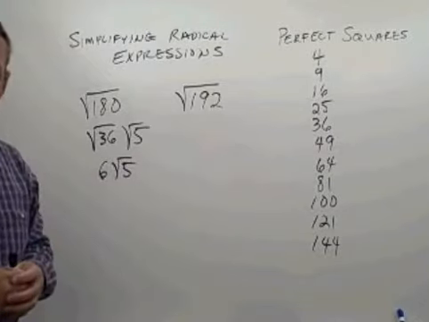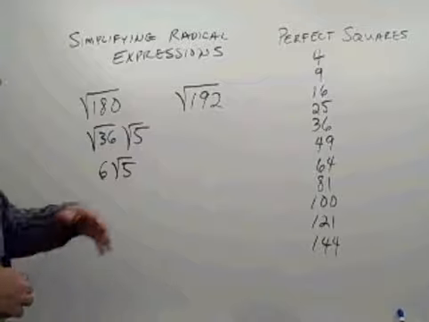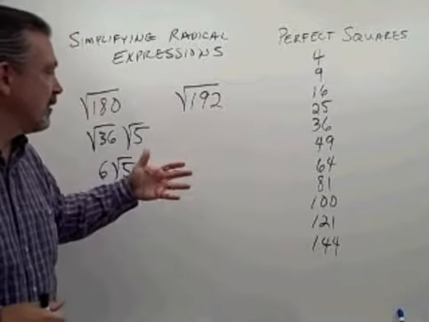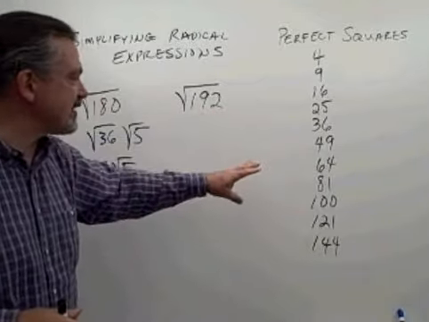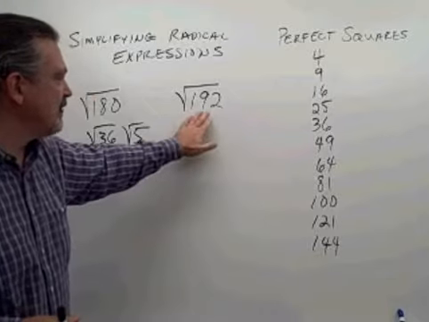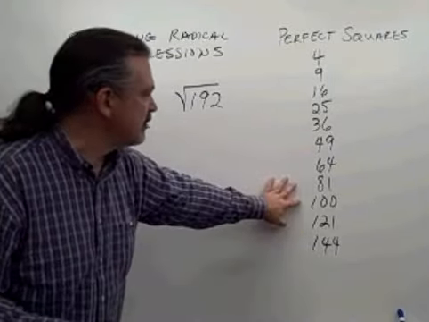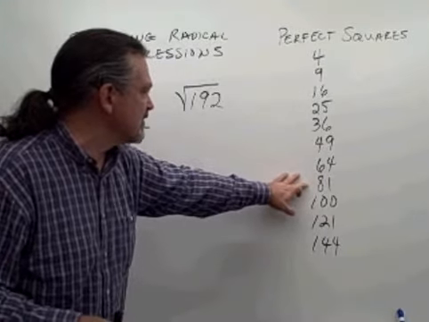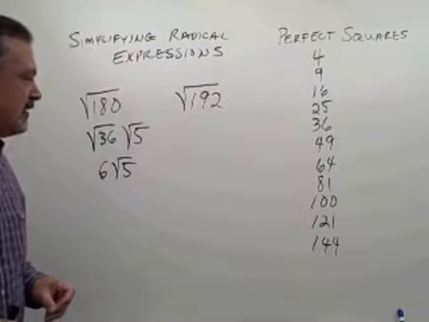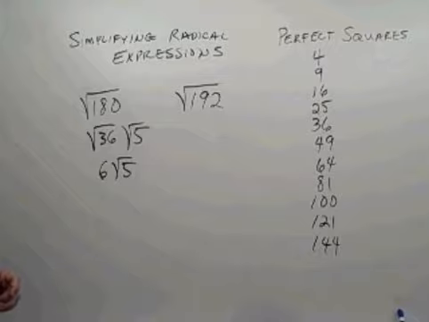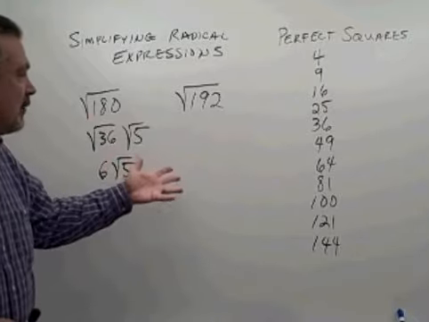Let's simplify the square root of 192. So again, I'm going to check numbers, and I'm going to check at least up to halfway of the size of that number. So I want to check less than 100. 81 would be the highest number I would check, and then the ones below that. So I could try 81.